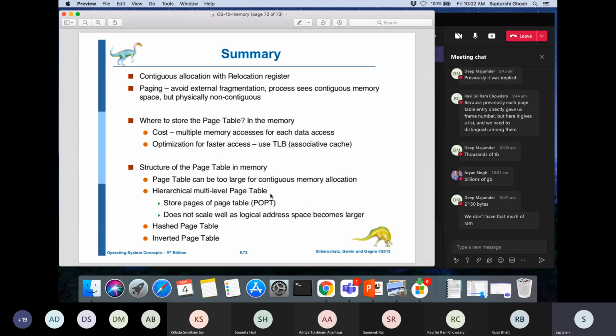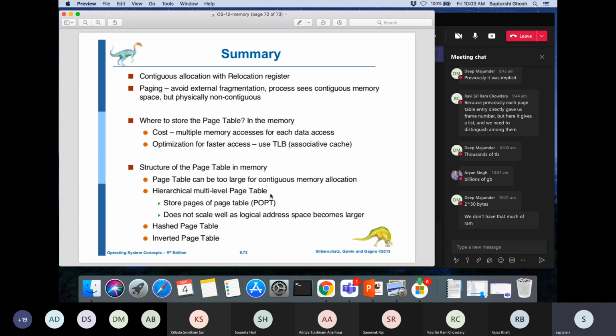A question should come to your mind. Exactly what Deep says. You are talking about 2 to the power 64 logical address space, but which machine has that much RAM? Which machine has 2 to the power 64 bytes of RAM? I don't think any machine in the world has that. I have seen machines with 1 TB RAM also, but 2 to the power 64 bytes of memory, impossible.